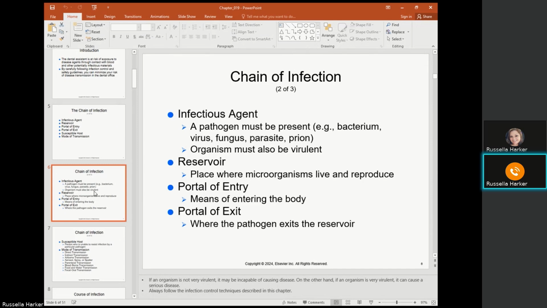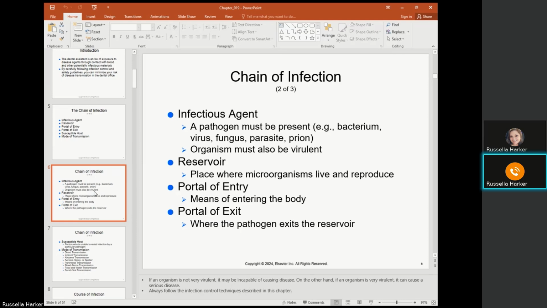Then we have a portal of exit. That's when the pathogen exits the reservoir. Again, when we're coughing and spitting out all of that stuff, our mouth and nose is the portal of exit in that case. Even though it was the portal of entry for the person next to us, it's the portal of exit for us when we're spitting it out. If they're inhaling it, it's the portal of entry. If you're exhaling it, it's the portal of exit.